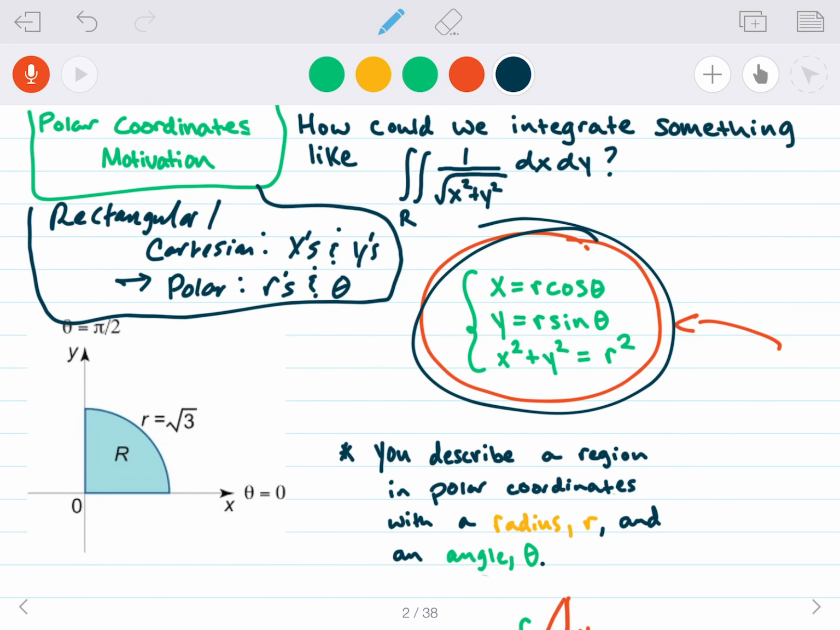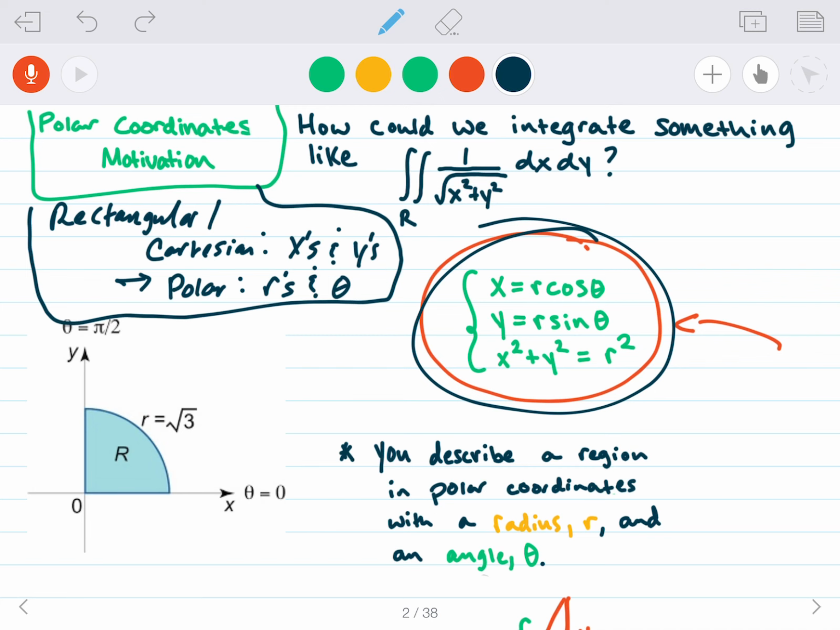So the idea is wherever we see an x, we're going to sub it in with r cosine theta. Wherever we see a y, we're going to sub in with r sine theta. And then x squared plus y squared is equal to r squared.